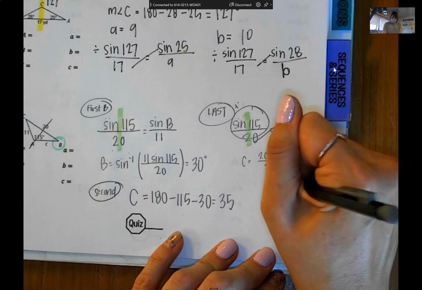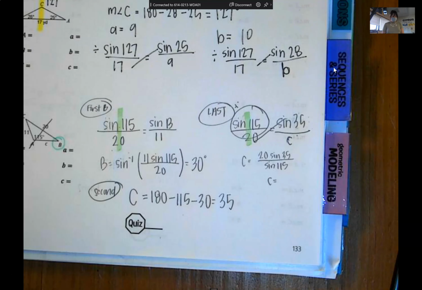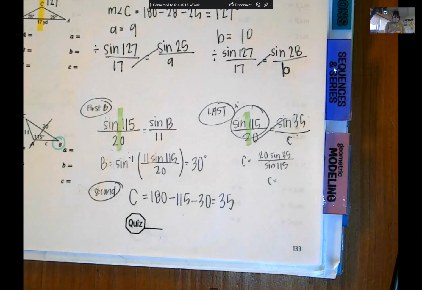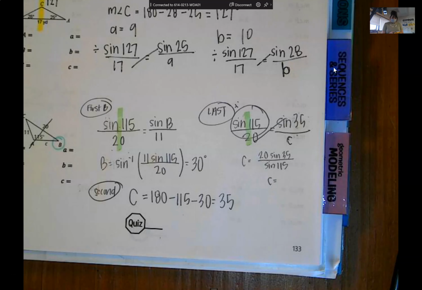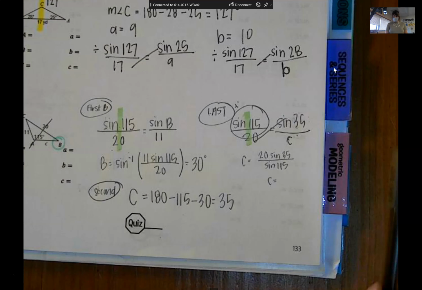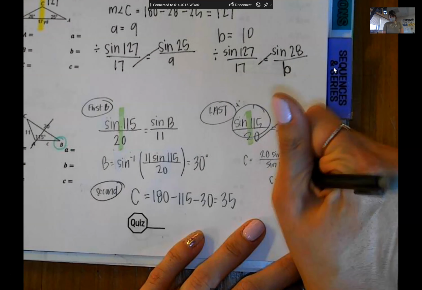So if we plug that into Desmos, what do we get? Should I double check you? 20 sine 35 over sine 115. We're going to round to the nearest whole. 13.